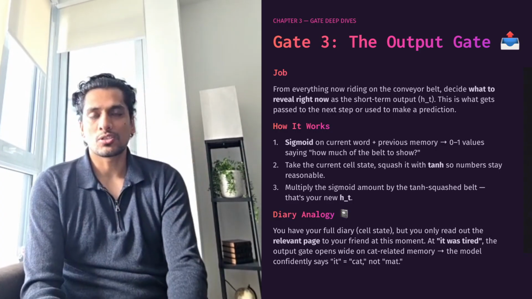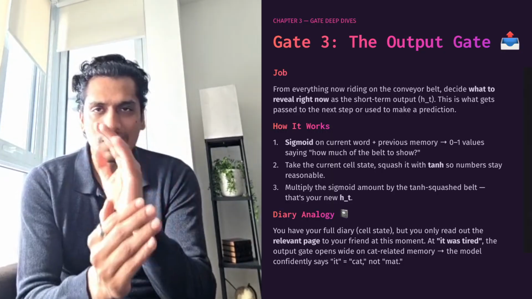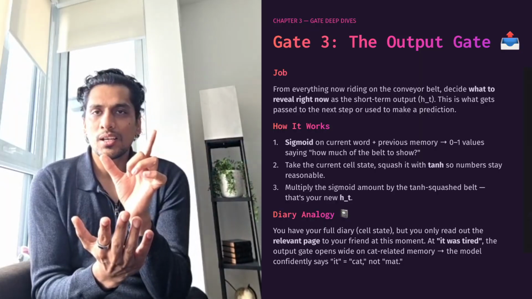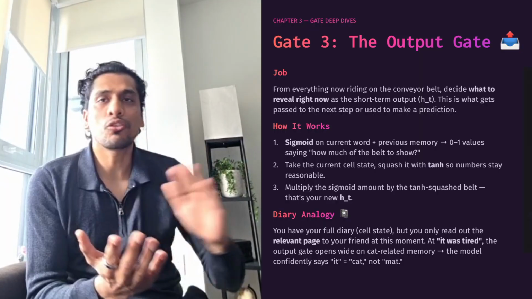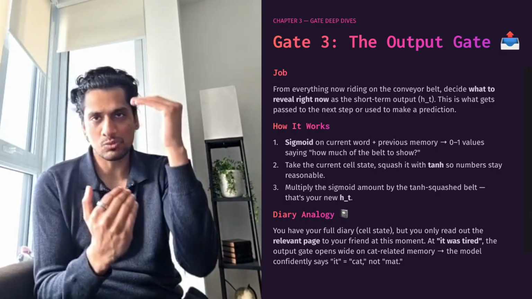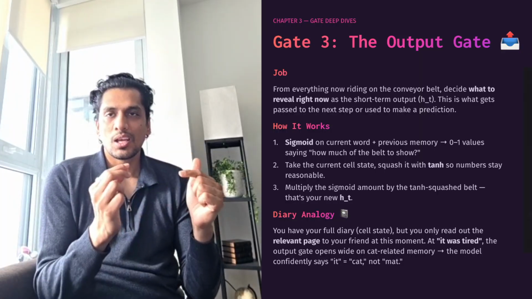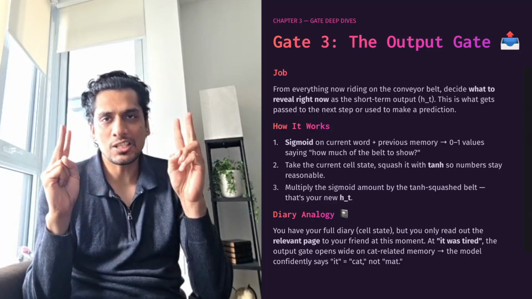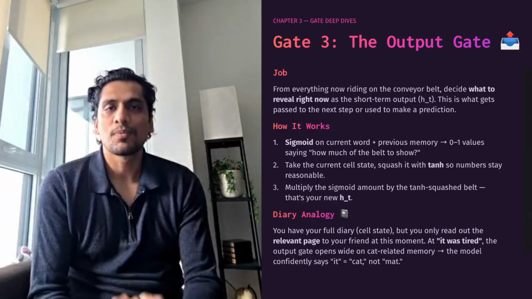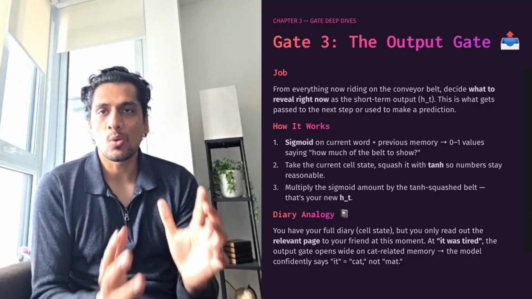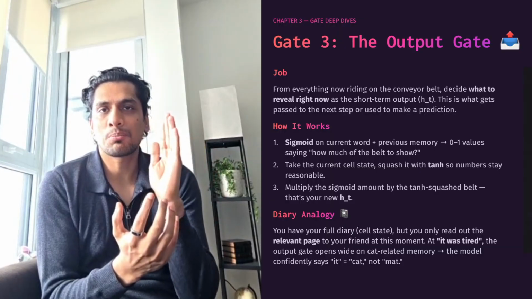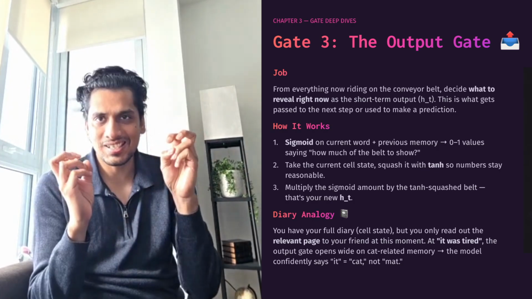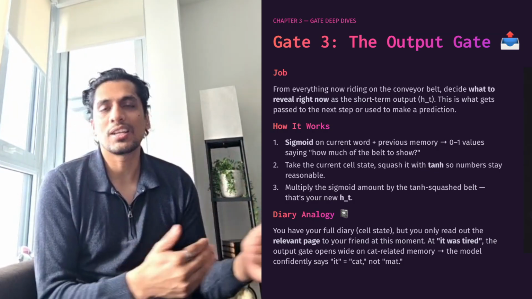Another analogy for this, right? So you have your full diary, that's your cell state, but you only read out the relevant page to your friend at that moment. That's what we are doing here. Going back to our sentence example, it was tired, the output gate opens wide on the cat related parts of the belt. The model confidently says it now points to cat and not mat.